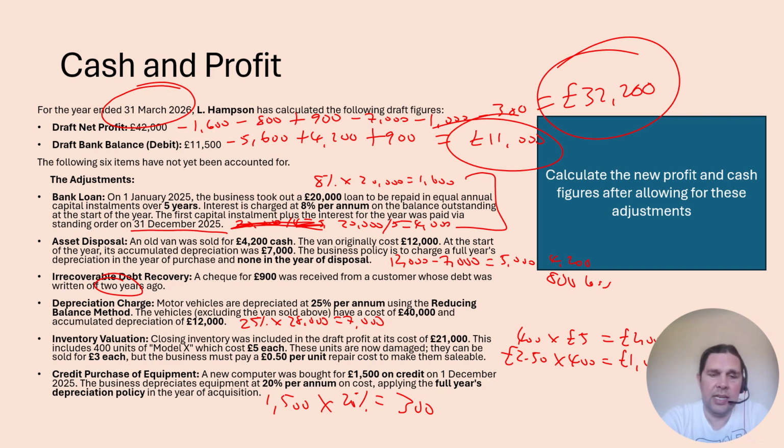It's important, that last line that says there's no depreciation in the year of disposal, because sometimes you'll have monthly depreciation, so that could be an impact on profit if you had to calculate the depreciation up to and including the date of disposal.